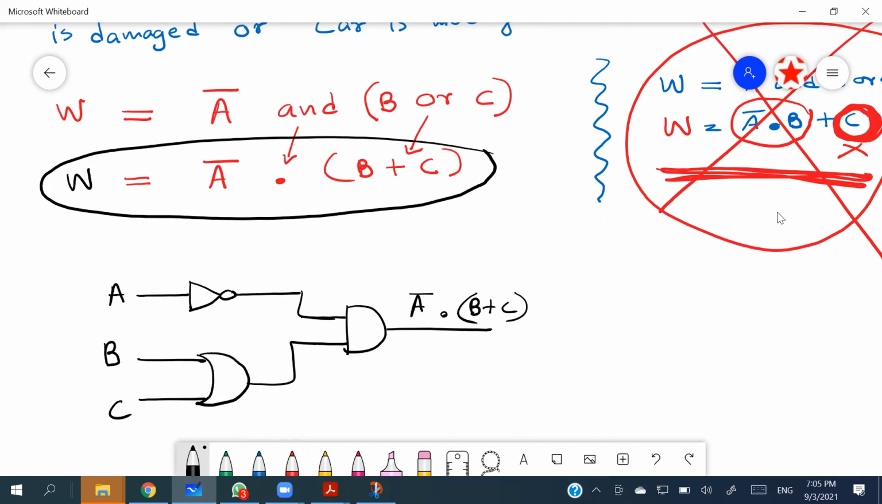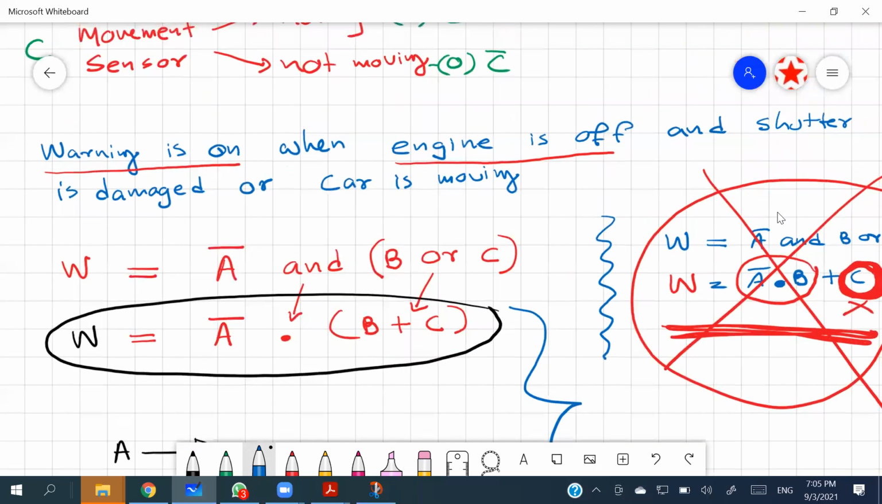So in most cases, this is going to be your answer, the expression and the circuit. The rest of the things are rough work, right? But if you didn't come up with the correct answer, it's better you write this in the book.